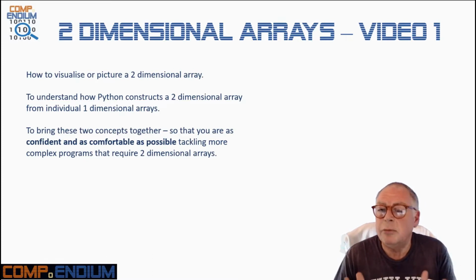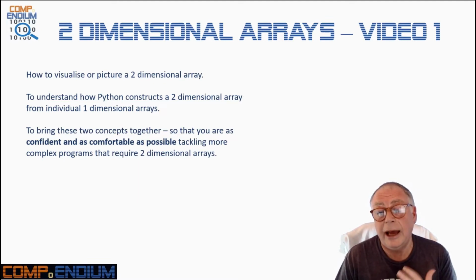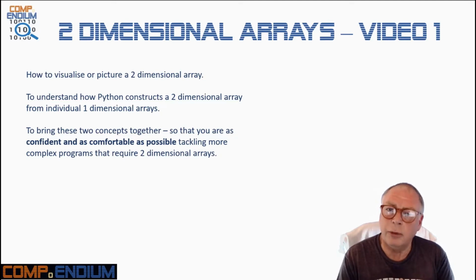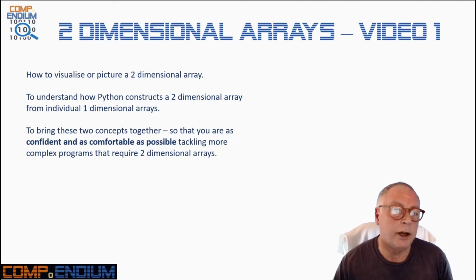It's really important that we bring these two metaphors and concepts together so that you are as confident and as comfortable as possible knowing what 2-dimensional arrays are and being able to picture them in your mind when you're doing your coding solutions, particularly if you want to take on some more challenging code or some more challenging projects that involve a greater use of 2-dimensional arrays. So with all of that in mind, how do we best picture a 2-dimensional array? What is this thing that we are required to work with?